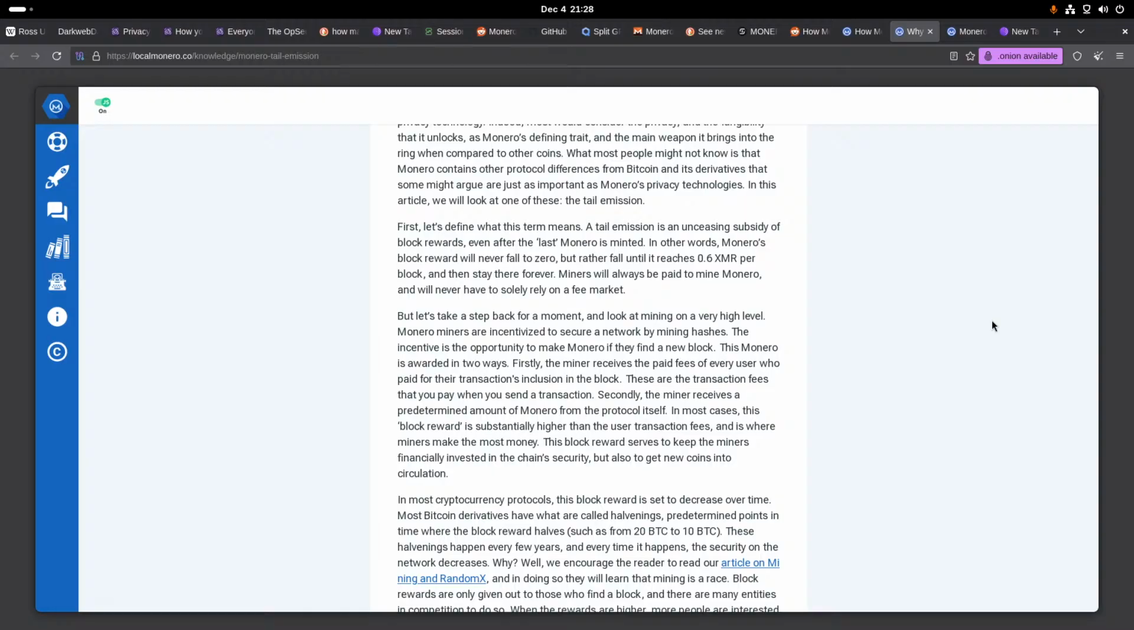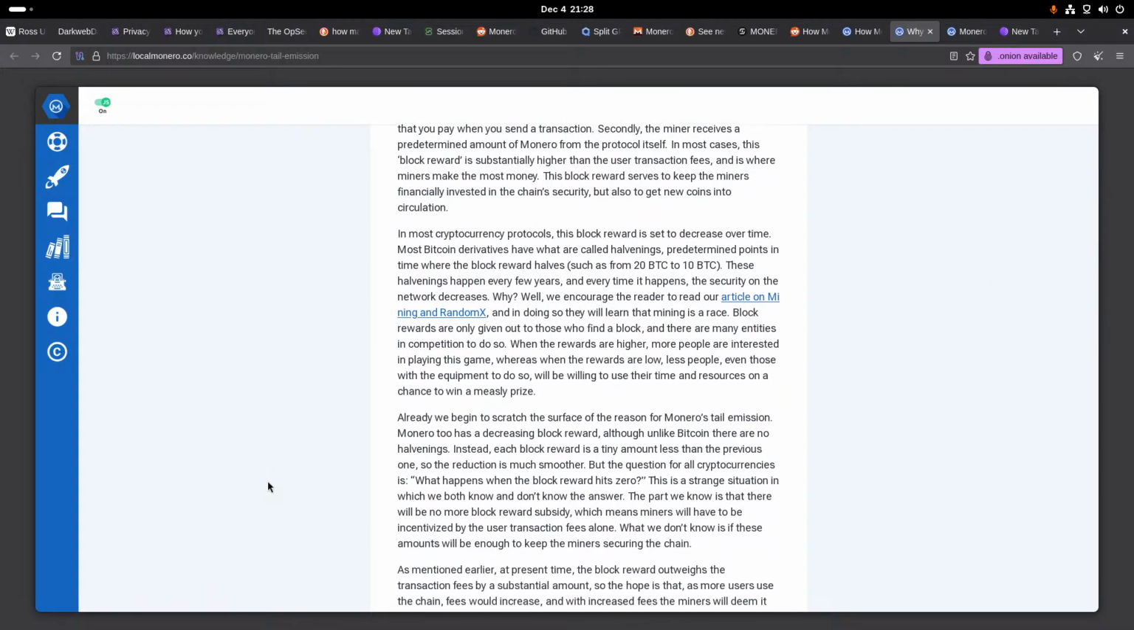This Monero is awarded in two ways. Firstly, the miner receives the fees paid by every user whose transactions are included in the block. These are the transaction fees that you pay when you send transactions. Secondly, the miner receives a predetermined amount of Monero from the protocol itself. In most cases, this block reward is substantially higher than the user transaction fees and is where miners make most of their money. The block reward serves to keep miners financially invested in the chain's security, but also to get new coins into circulation.